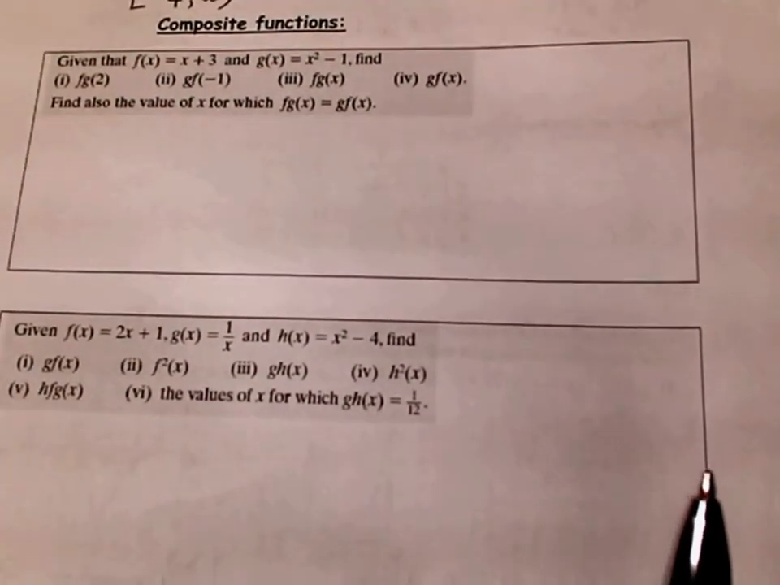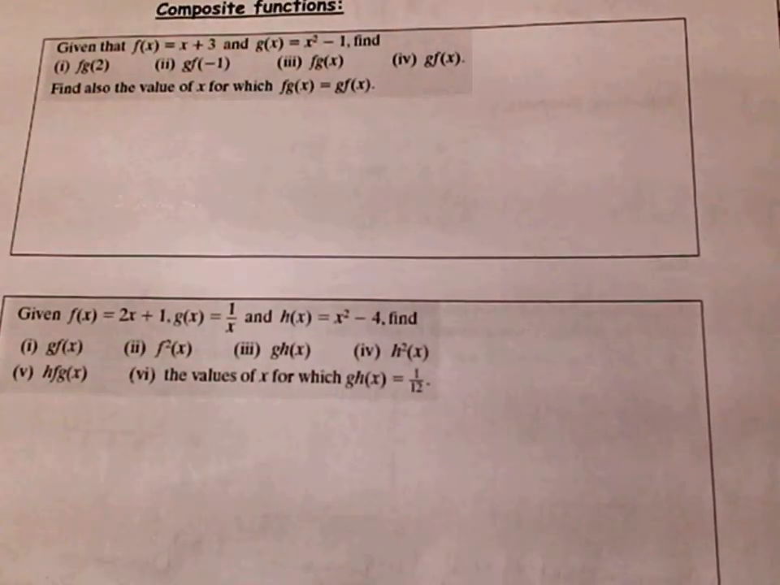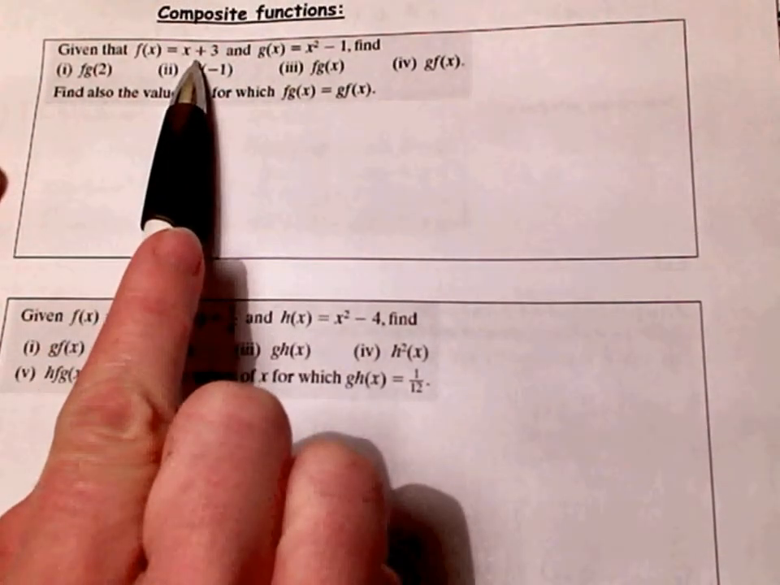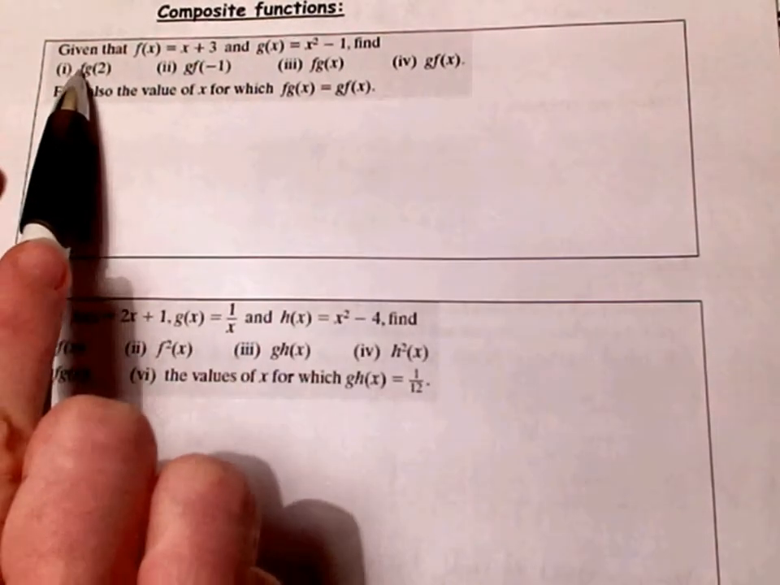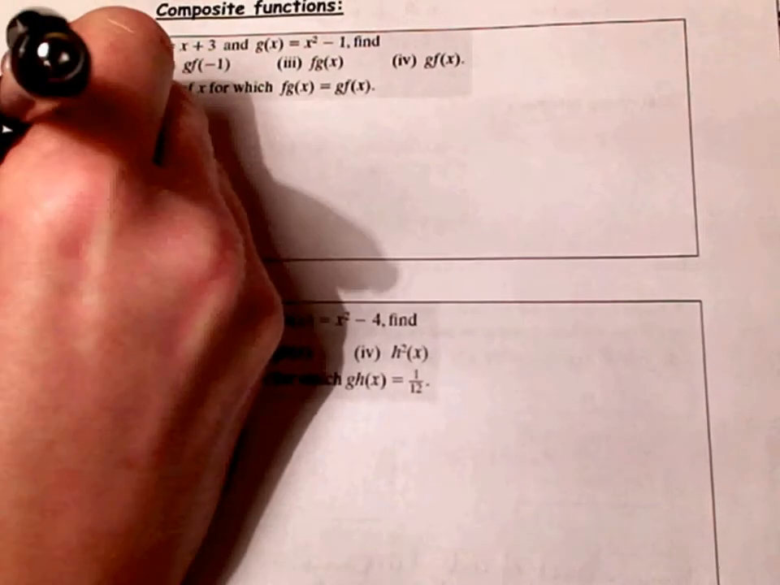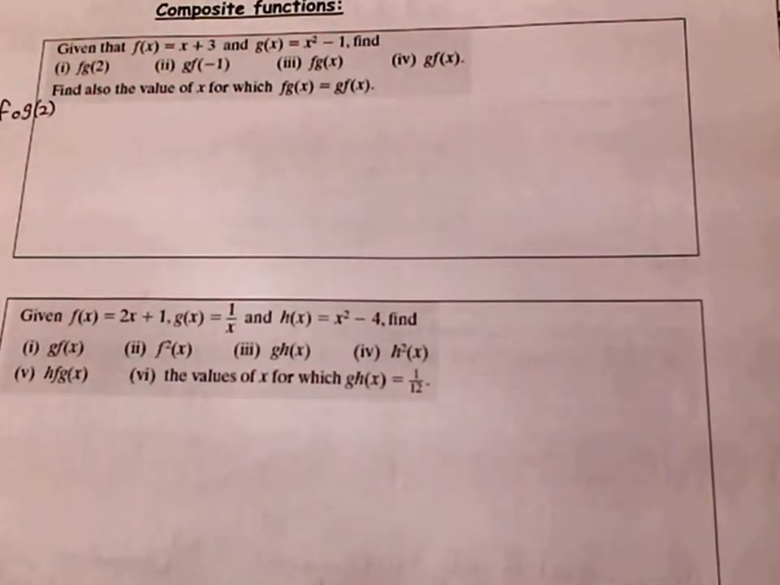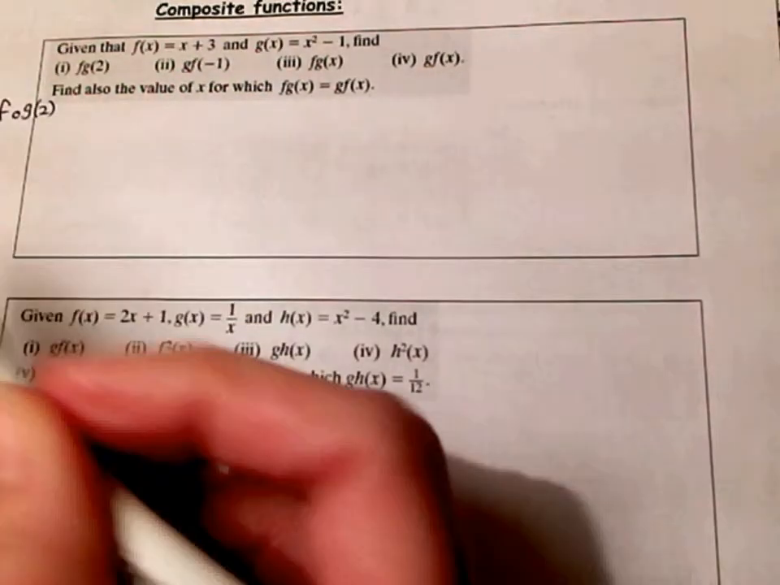Here from our notes we have examples of composite functions. You're given two functions, f of x, which is x plus 3, and g of x, which is x squared minus 1. And you're asked to find f of g of 2. You can see it written like this, f of g of 2. So it's f after g of 2, so you do the g of 2 first of all.